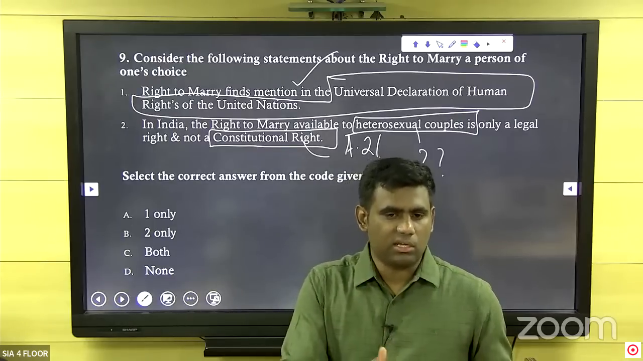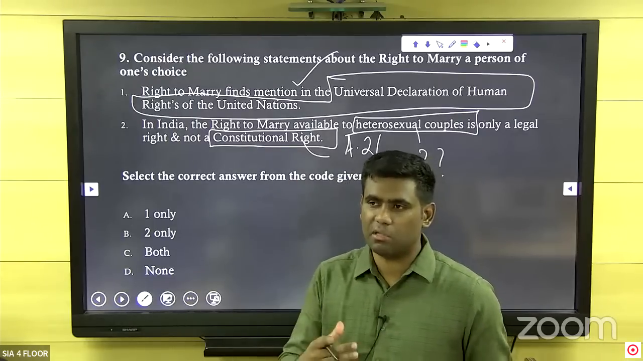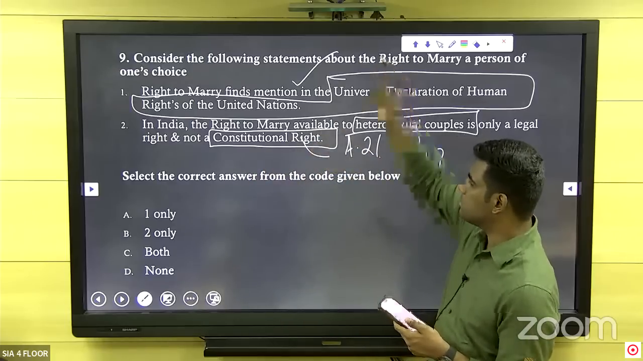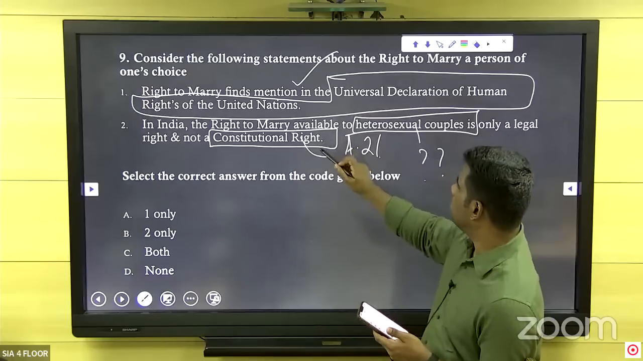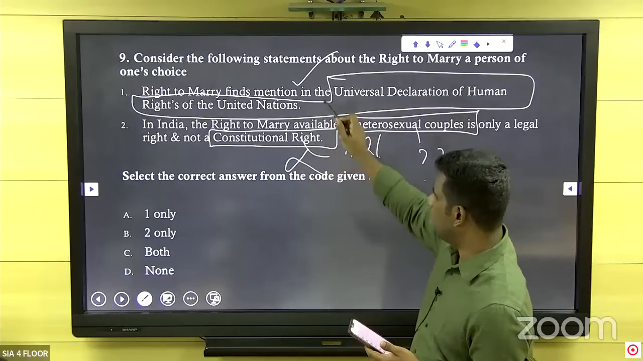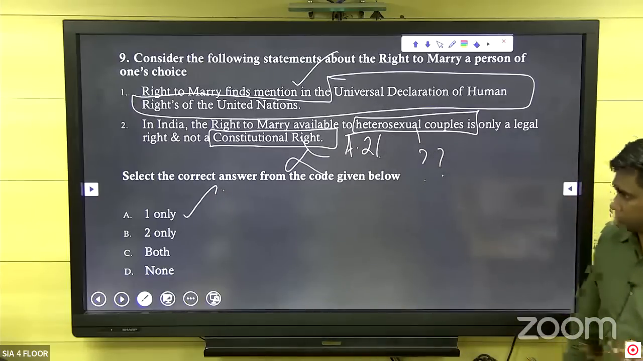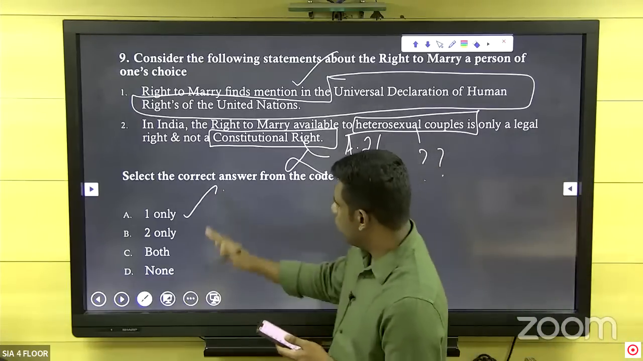So there is a difference. Legal rights are secondary compared to constitutional rights. Legal rights can be easily tampered with, constitutional rights not so easily. So the right to marry enjoys the status of a constitutional right. So this is a wrong statement. So one only is the correct answer. Right, Hadiya case. So we move on.